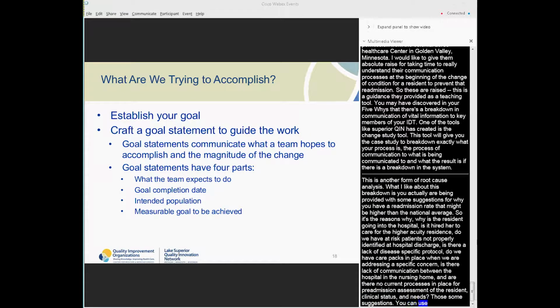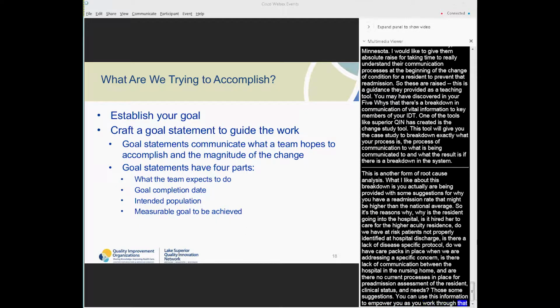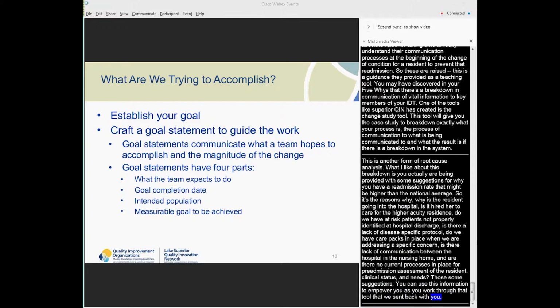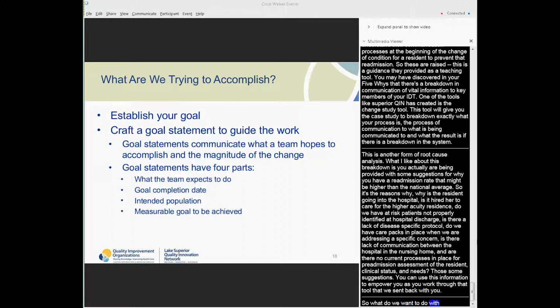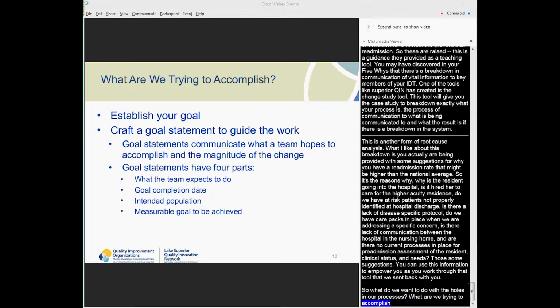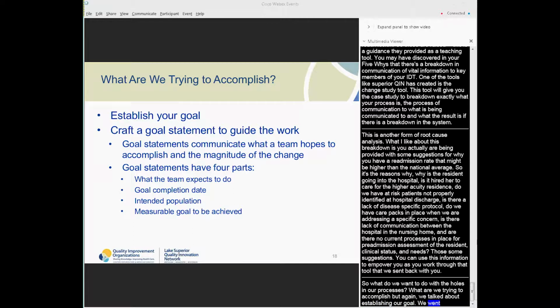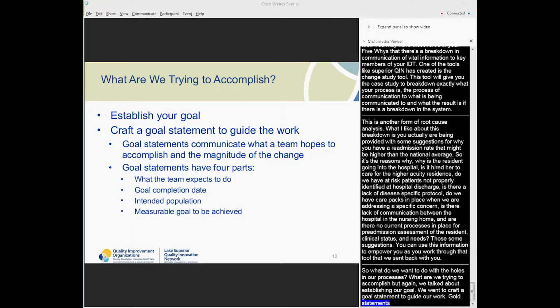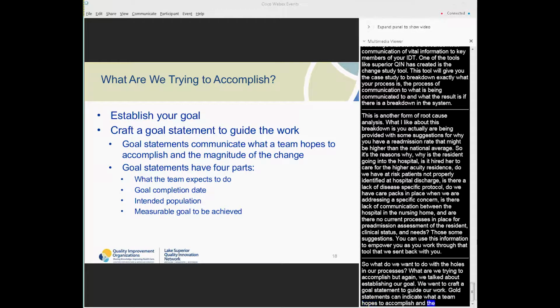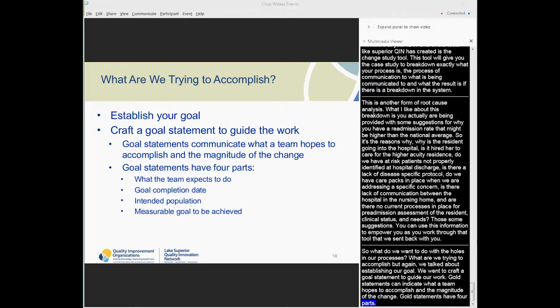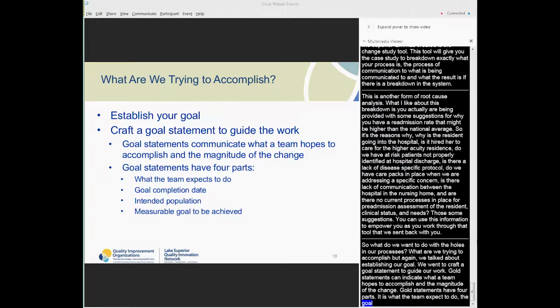Okay, so what do we want to do with the holes in our processes? What are we trying to accomplish? Again, we've talked about establishing our goal. We want to craft a goal statement to guide our work. Goal statements communicate what a team hopes to accomplish and the magnitude of the change. Goal statements have 4 parts: what the team expects to do, the goal completion date, the intended population, and the measurable goal to be achieved.